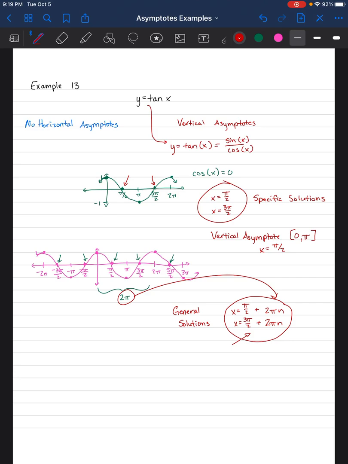So hopefully this helps you better understand the difference between specific solutions and general solutions, but more specifically, with y equals tangent x, how to find those asymptotes.